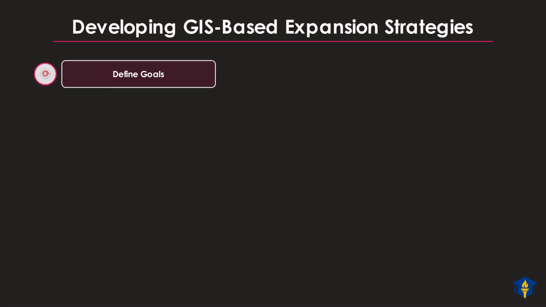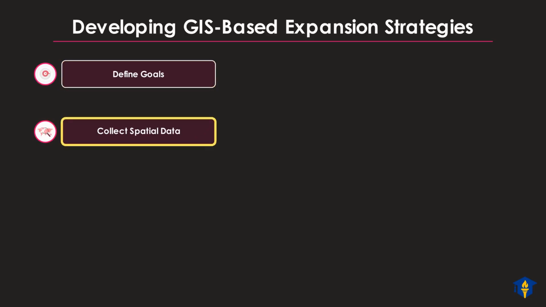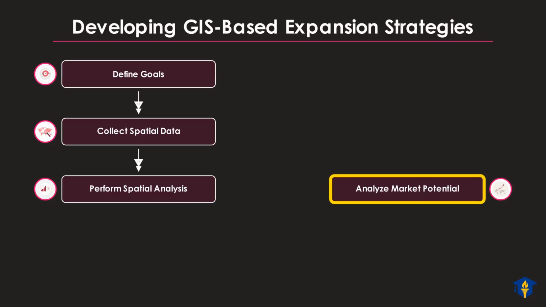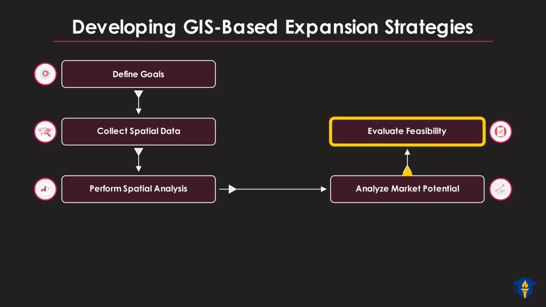The first crucial step is to clearly define your business goals and expansion objectives. Next, you need to collect all the relevant spatial data to inform your decisions. Subsequently, perform a thorough spatial analysis to uncover patterns and opportunities. Then, carefully analyze the market potential to identify promising growth areas. Finally, evaluate the economic and operational feasibility of your proposed expansion.